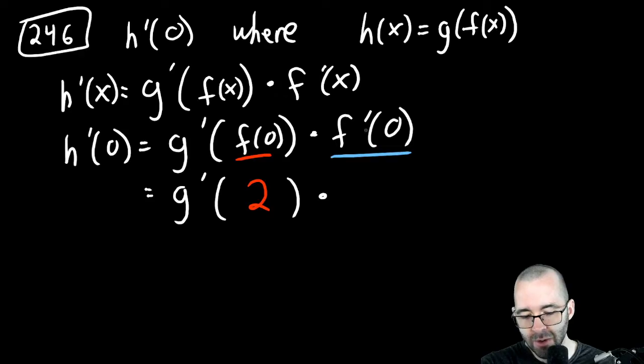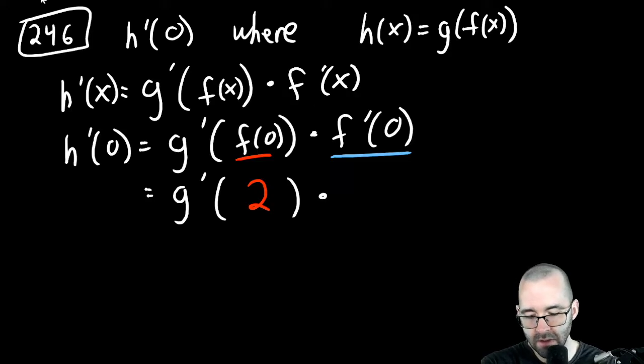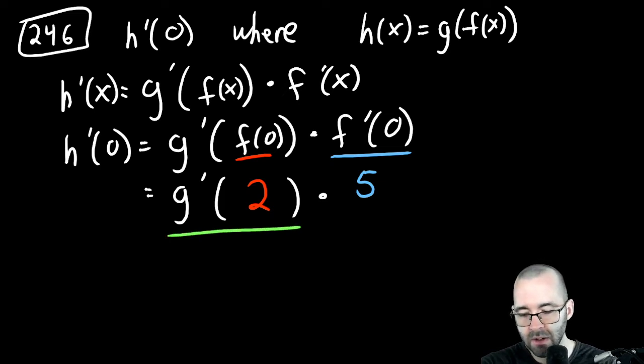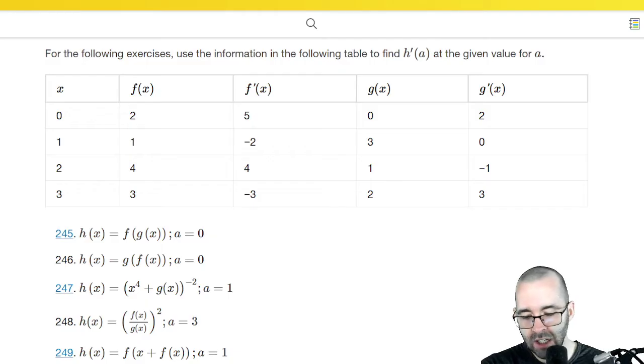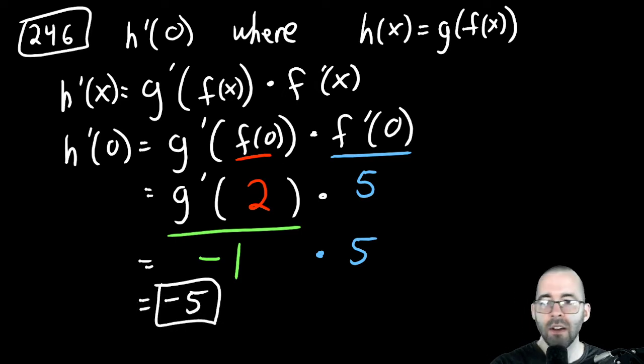All right, we're also looking for f prime of 0. When x is 0, what is the derivative? F prime is 5. Well, now we need to find what is g prime of 2. Well, when x is 2, the derivative of g is negative 1. Our answer should be negative 5. That's how you approach these problems. Just another way of connecting the concepts.